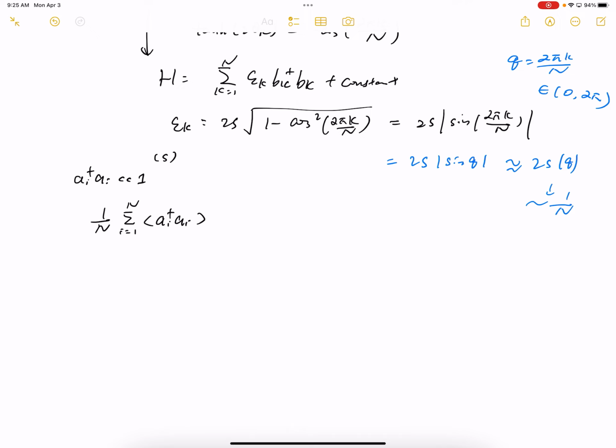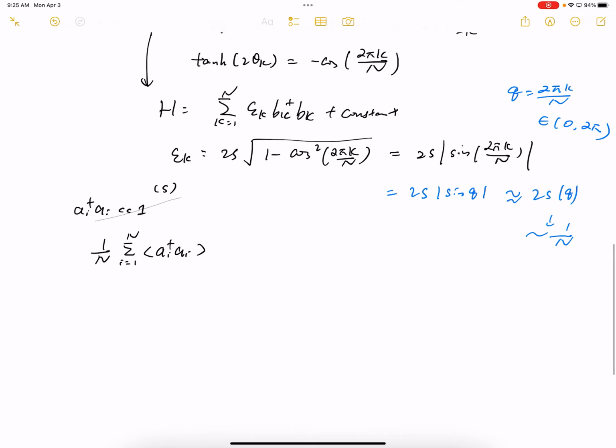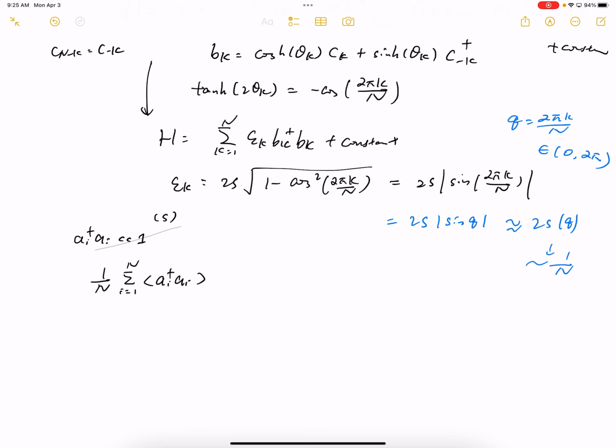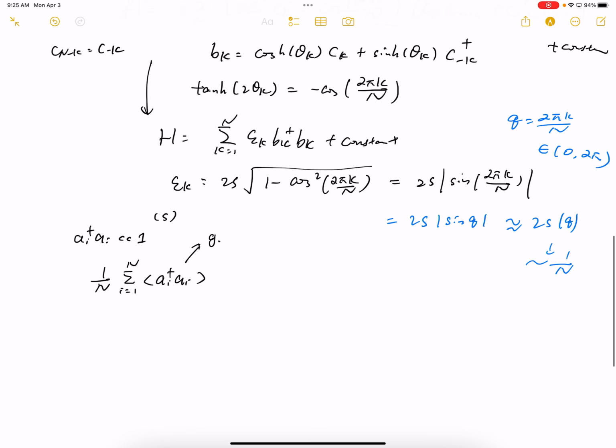We're evaluating something like this in the ground state. And in this case, the ground state is actually, again, a vacuum state of the Bogoliubov bosons. So this is evaluated in the ground state, which is basically a vacuum state of Bogoliubov bosons.